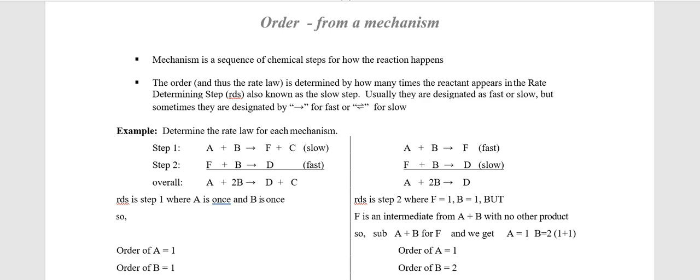The order out of a mechanism is the number of times a reactant appears in the slow step. Remember, rate is dependent upon the reactant. The slow step is really determining the rate. It's kind of like commuting. You have one little tiny slow portion where you go a mile in half an hour, and that determines how long your commute's going to be. The slow step determines the rate.